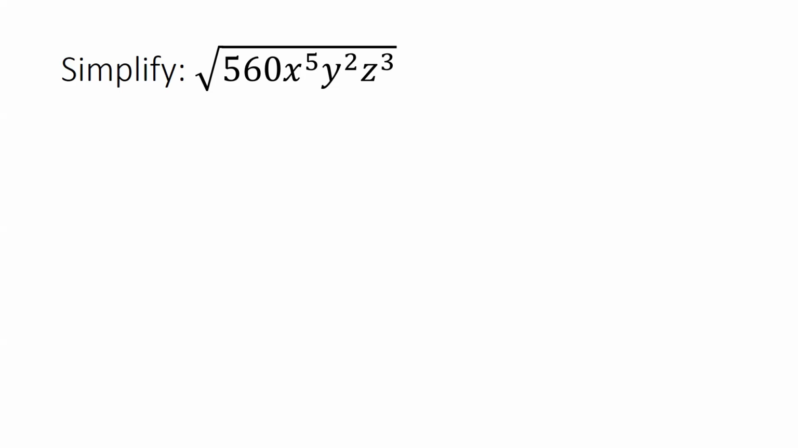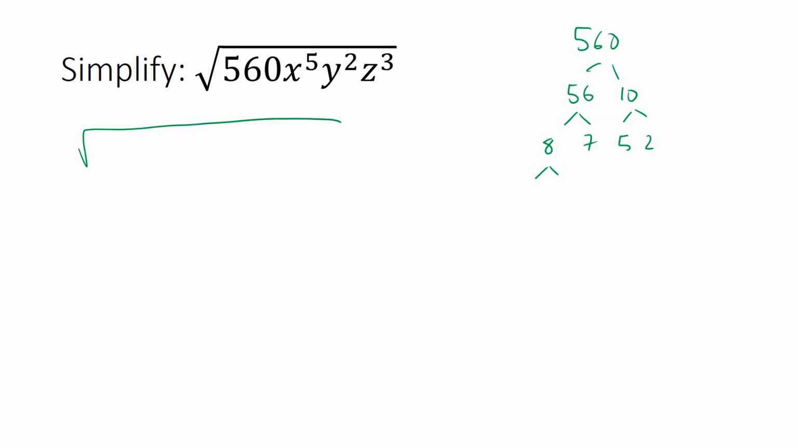To simplify this radical, you must first prime factorize 560. So 560 breaks up into 56 and 10. 56 breaks up into 8 and 7. 10 breaks up into 5 and 2. 8 breaks up into 4 and 2. And 4 breaks up into 2 and 2.